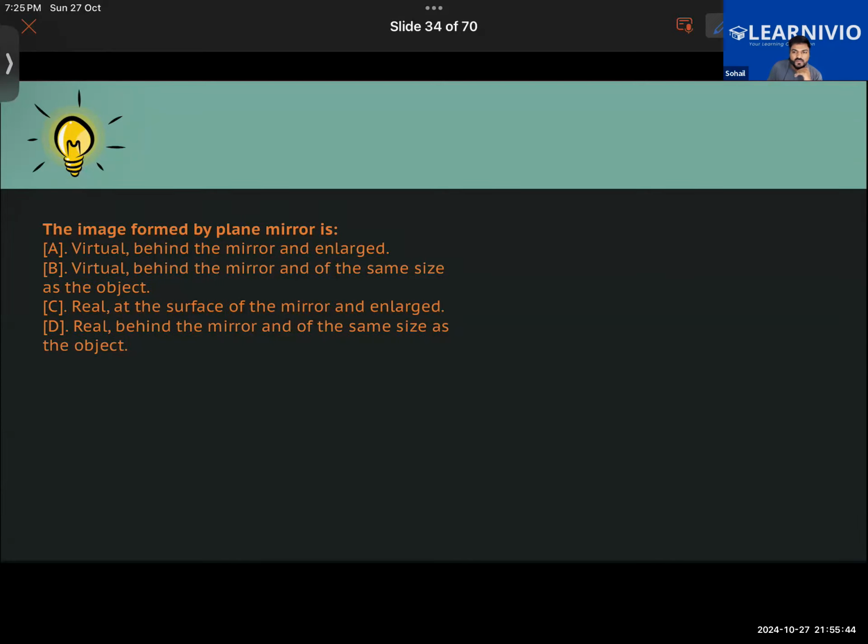Okay. This question which I have asked here, the image formed is virtual, right? It is behind the mirror and of the same size. That is option number B. Okay?